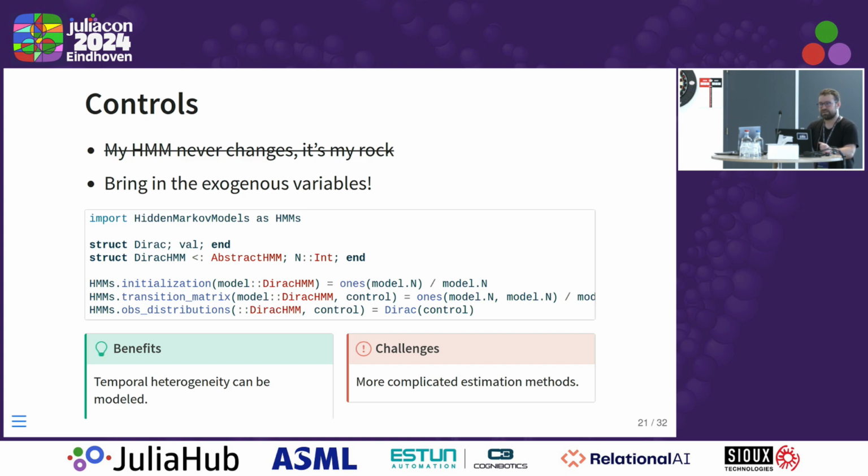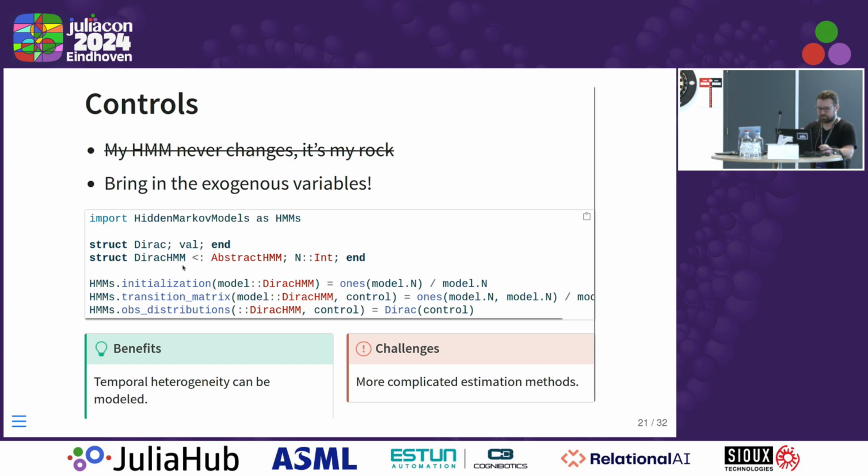So it's not just a hidden Markov model, it's a hidden Markov model where the state evolution and the observations are influenced by exogenous variables or controls. And again, this is enabled by interfaces that I baked into the package so that this kind of temporal heterogeneity can be modeled, so that you can have a system whose evolution is not constant through time but depends on whatever external action is thrust upon it. But of course, it makes the estimation methods a bit more complicated.